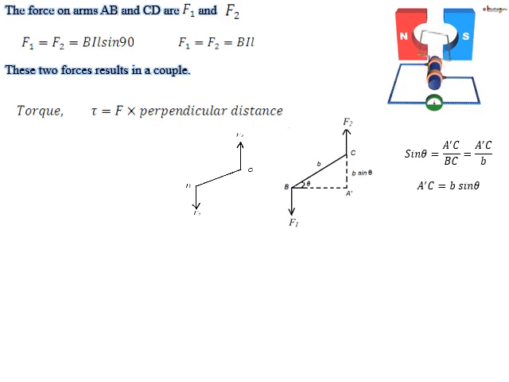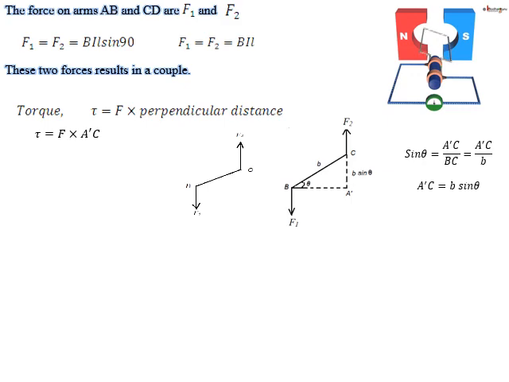Now considering this triangle BCA', we will find out what is the distance A'C. Therefore, from triangle BCA', we can find out sin theta. Sin theta is nothing but opposite divided by hypotenuse. Opposite is A'C divided by hypotenuse is BC. BC is given as small letter b. So just substitute it there and we will get our perpendicular distance A'C, which is equal to b sin theta.